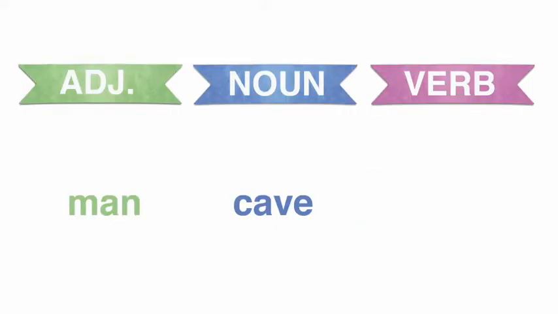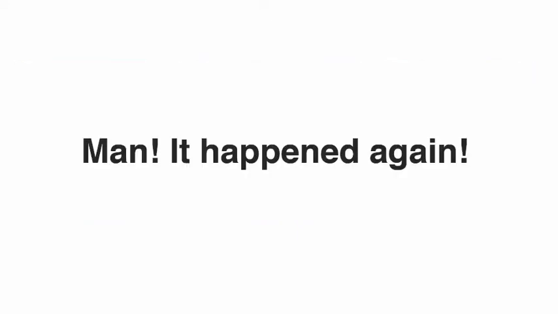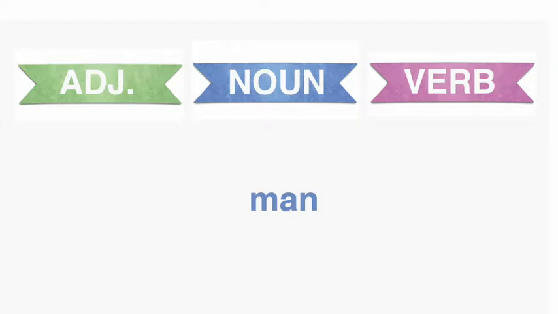And in this new expression, he's down in his man cave. Man is an adjective. Man, it happened again. Here, man is an interjection, another part of speech. So we are taught to think that man is a noun and running is a verb. But this is faulty thinking, an extremely common type of faulty thinking.